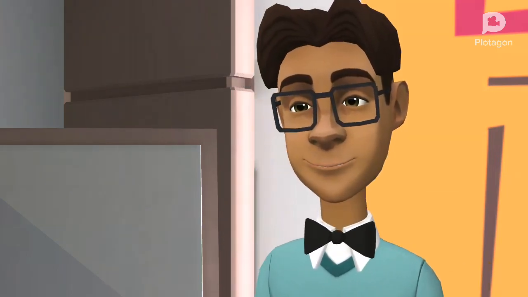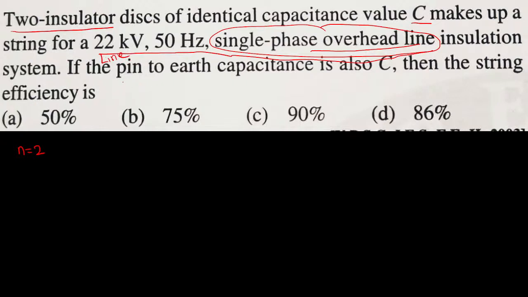Keep supporting. If the pin to earth capacitance is also C, then the string efficiency is what? I hope to solve this question, no data is required because everything is given in the question itself. First, let me draw the structure in order to let you all get a clear idea.